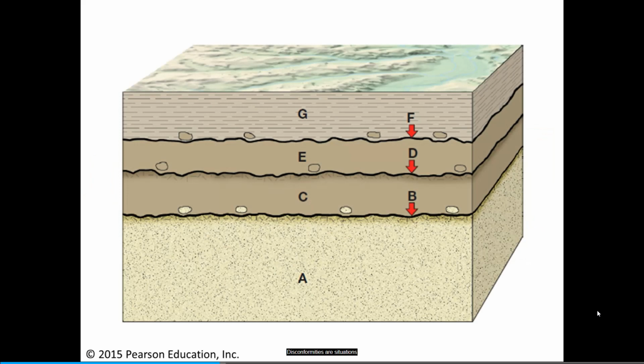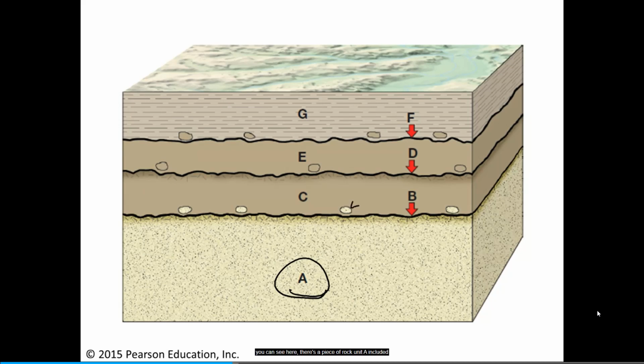Disconformities are situations where we have these erosional surfaces separating sedimentary layers or volcanic layers that are more or less parallel to one another. So here in this situation, we've got three disconformities shown in this diagram. So rock unit A had to form first, and we know that because it's on the bottom, so superposition tells us it's probably the oldest.